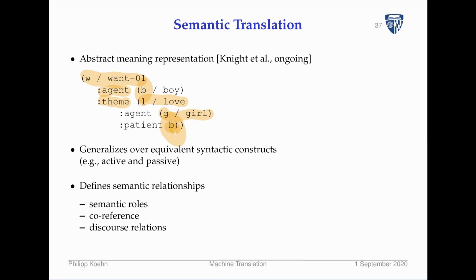So the nice thing about this, it generalizes over equivalent syntactic constructs like active and passive sentences. It also very clearly spells out semantic relationships. And the idea is that if you have a meaning representation for English, it shouldn't be too hard to take that and map it into a meaning representation for, let's say, Chinese or German or French. And so the mapping step, the transfer step, becomes much easier.